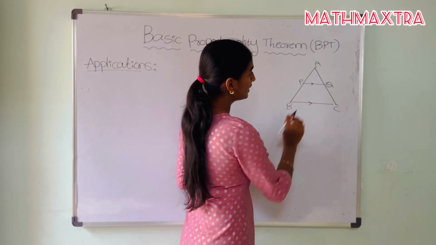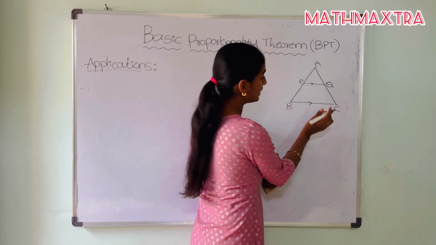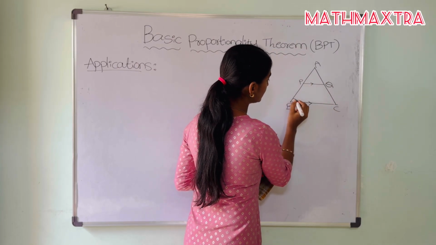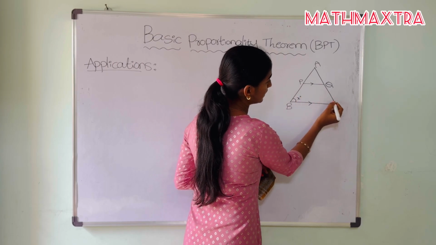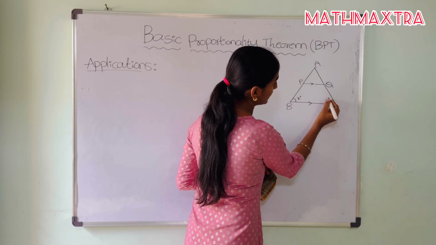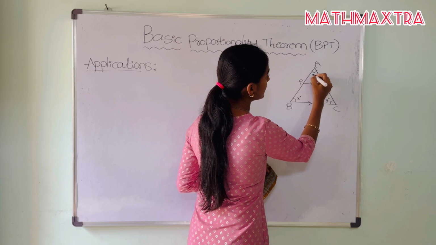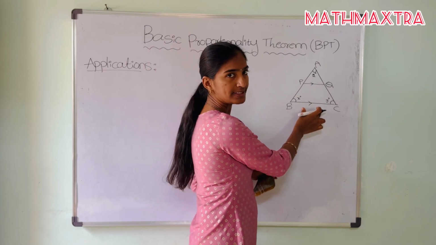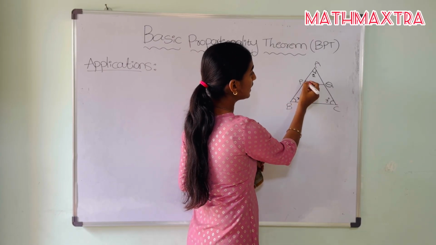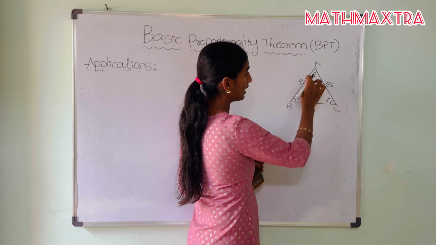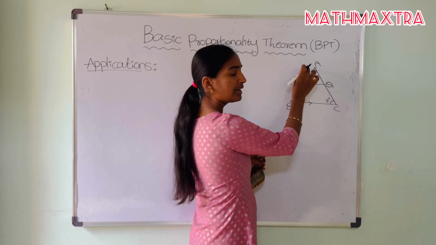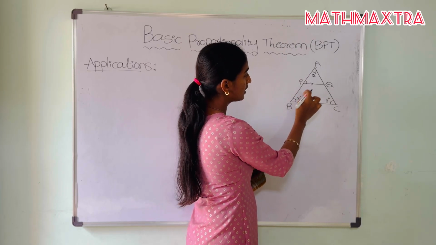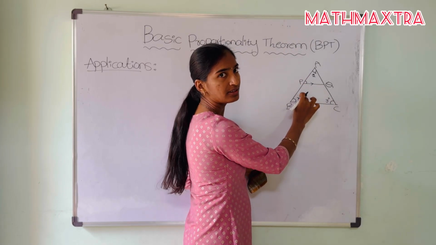We said this PQ is parallel to BC. I don't know what these angles are, so I consider this angle as x degrees, this angle as y degrees and this angle as z degrees. What happens as these two lines are parallel? What about this angle? These two lines are parallel and this AB is a transversal of these two parallel lines. So these are the corresponding angles, right?